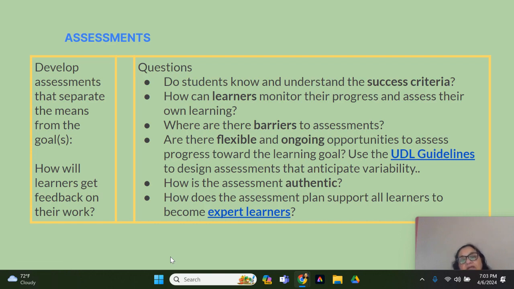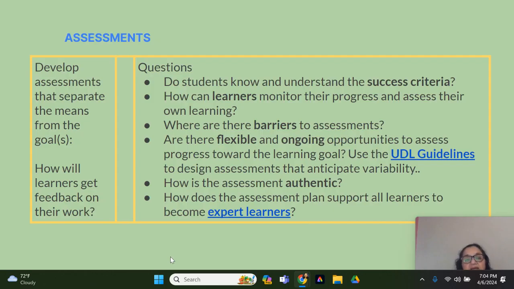Do students understand the success criteria? Are they aware of what is being expected of them? How can learners monitor their progress or assess their learning? What are the barriers to assessment? Are there flexible, ongoing opportunities to assess progress towards their learning goal?